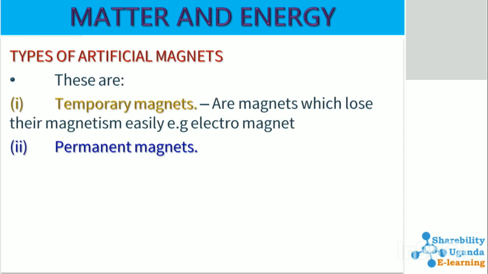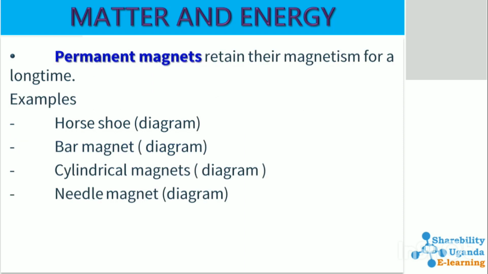Among the types of artificial magnets we have temporary magnets, which are magnets which lose their magnetism easily, e.g. the electromagnet, the one that is used in electric bells. And then permanent magnets are ones that retain their magnetism for a long period of time. Examples include a horseshoe magnet, a bar magnet, cylindrical magnets, and needle magnets.